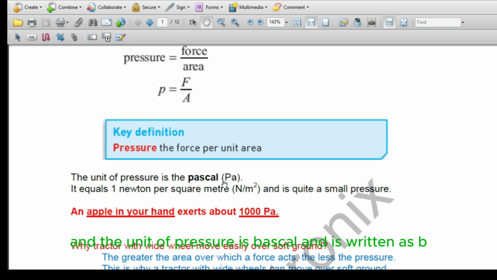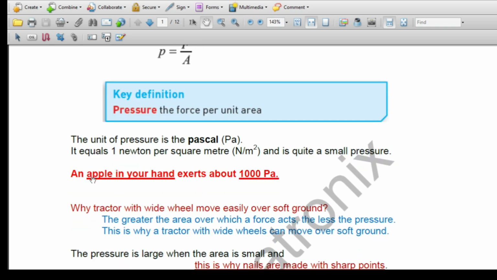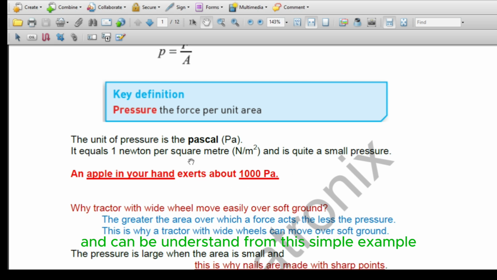The unit of pressure is the Pascal, written as Pa, and 1 Pascal is equal to 1 Newton per square meter. A Pascal is a very small unit of pressure, and this can be understood from a simple example: an apple in our hand exerts about 1000 Pascal of pressure.